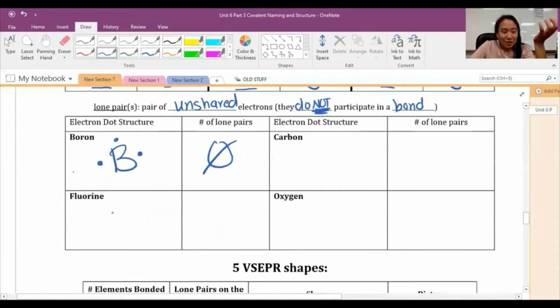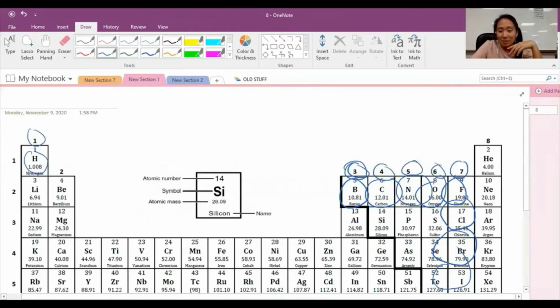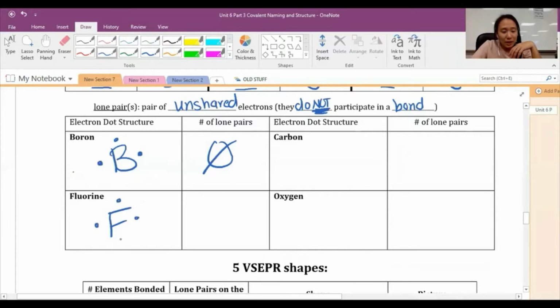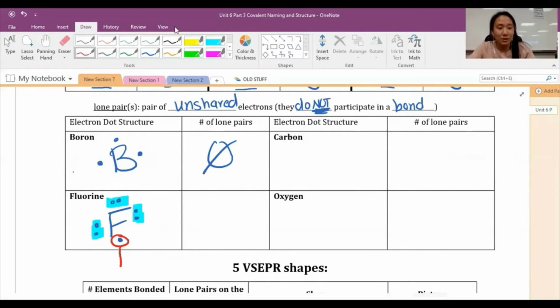Then let's look at fluorine. Fluorine is in the 7th column, right here. So we'll draw 1 on each side. There's 4, 5, 6, 7. So remember, every time you have a solo electron here, you know they're going to create a friend. But these electrons, like here, here, and here, they already have a pair. They already have a friend. So how many lone pairs are there? There are 3 pairs. 3 lone pairs. The total of 6 electrons that are not being shared.